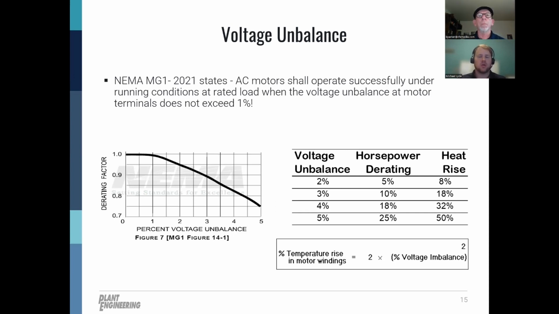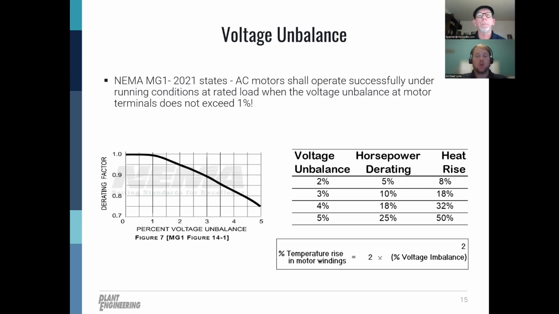As we mentioned earlier, the higher currents on those individual phases are going to lead to extra heating in the motor, maybe hot spots on certain portions of the motor windings. And anytime you get that heating and those hot spots, it's going to lead to premature motor failure.